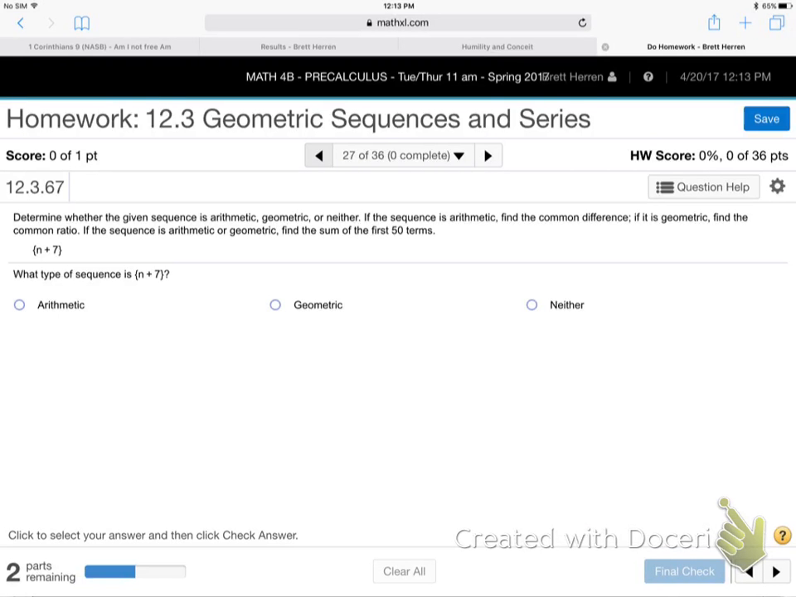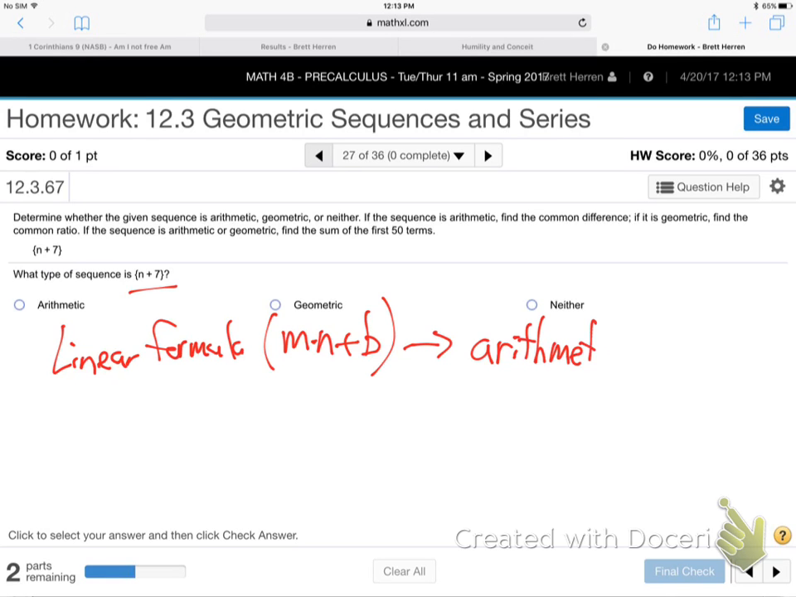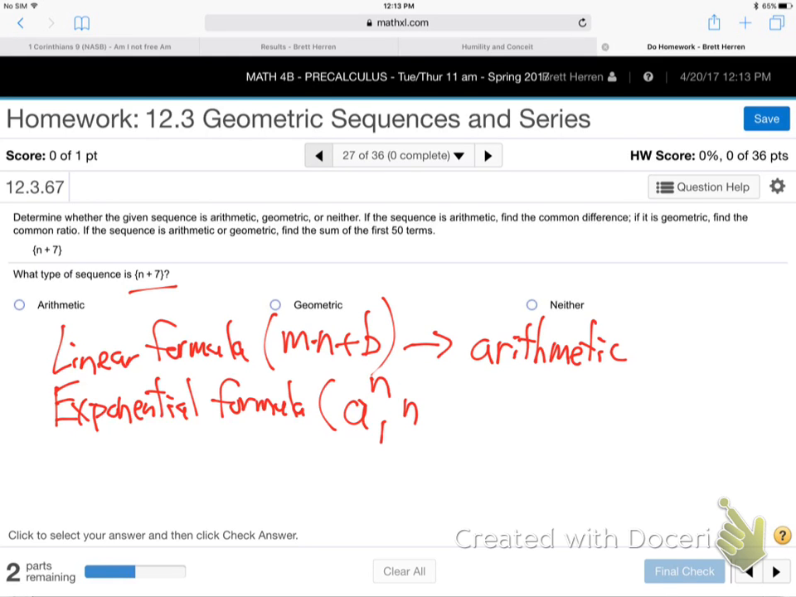All right. Next thing in this section. Basically, when they give you a formula like this, if it's a linear formula, linear means it's like m times n plus b, like mx plus b but we're using n as our x, then that's going to be arithmetic. I'll just give you the facts here. If it's an exponential formula, like the n is in the power zone, like a to the n power, n is in power, that's geometric.